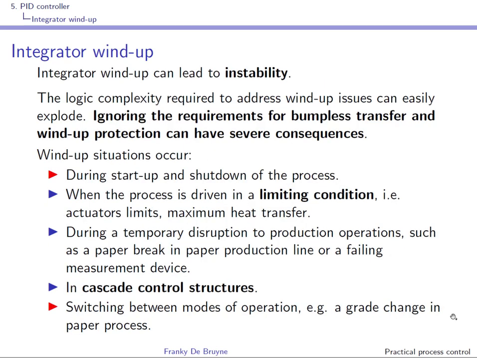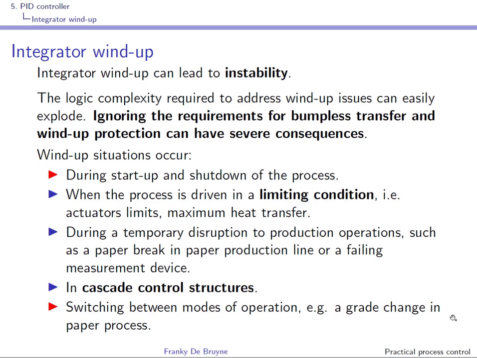Well, integrator wind-up can lead to major upsets in production, and the complexity of the mechanism that you have to implement in order to prevent wind-up issues can easily become very complex. We have already seen, for instance, the implementation of the interlocks in a cascade. But of course, you cannot ignore this mechanism because not implementing it can have very severe consequences on production.